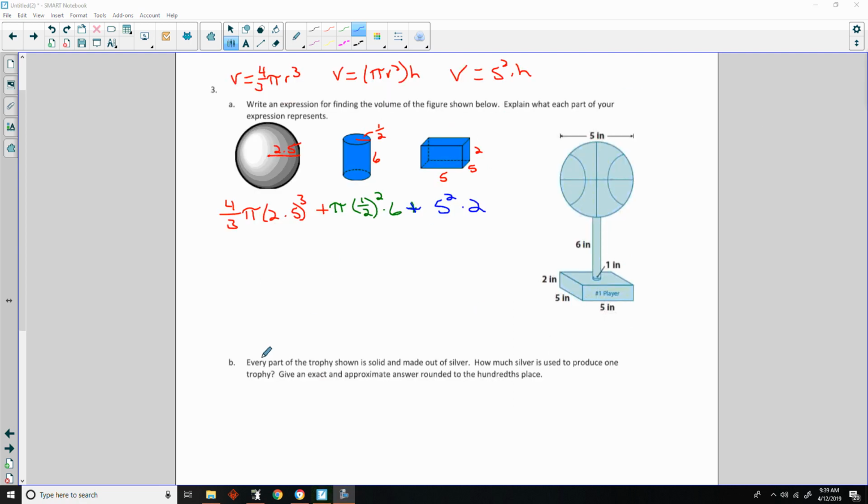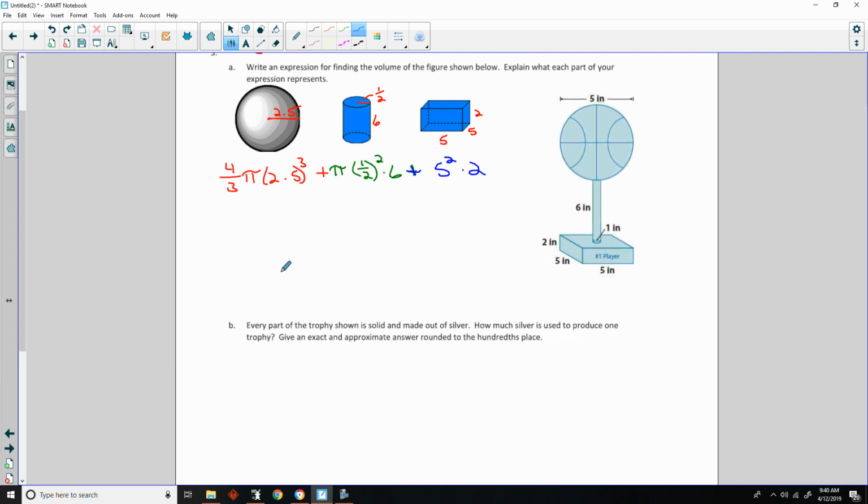Okay, part B says, every part of the trophy shown is solid and made out of silver. How much silver is used to produce one trophy? Give an exact and approximate answer, rounded to the hundredths place. Okay, so now what we're going to do is give the exact answer, leaving it in terms of pi, and then use an approximation. I guess we're going to use 3.14 again. It doesn't specify, but that's what we'll do.